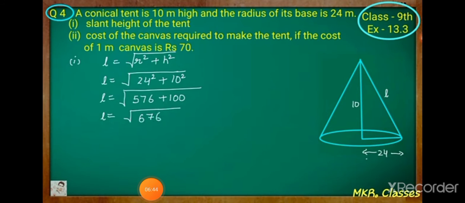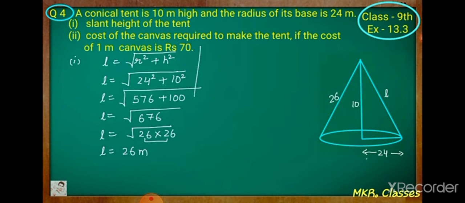Now look, fourth question. The conical tent is 10 meter high. Now this height is a straight height. Remember that, the same which I was asking in the starting of the video. Then sometimes L is not given. If L is not given, you will use Pythagoras theorem. So look, here we are using Pythagoras theorem for finding L.